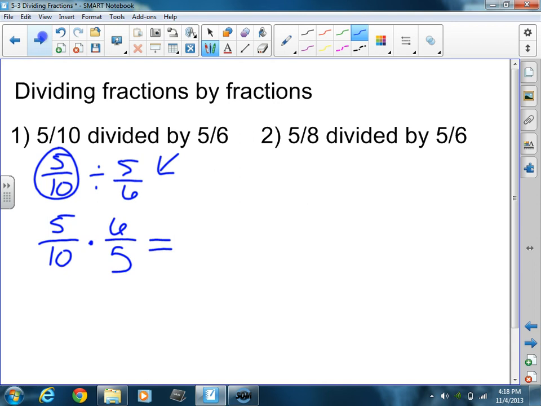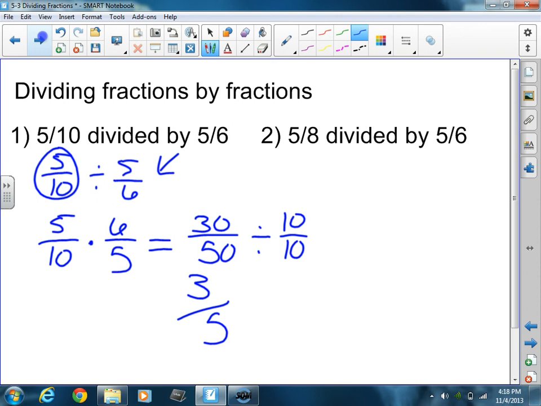And now I'm ready to multiply. 5 times 6 is 30. 10 times 5 is 50. And now I can reduce. Now one thing I see here that's interesting about this particular fraction is both 30 and 50 end in a 0. So I know that I can divide both of them by 10. 30 divided by 10 is 3. 50 divided by 10 is 5. So my answer, 5/10 divided by 5/6 equals 3/5.